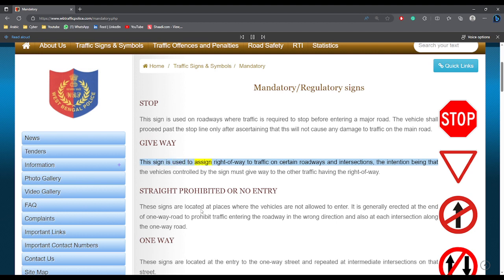Give way. This sign is used to assign right-of-way to traffic on certain roadways and intersections, the intention being that the vehicles controlled by the sign must give way to the other traffic having the right-of-way.